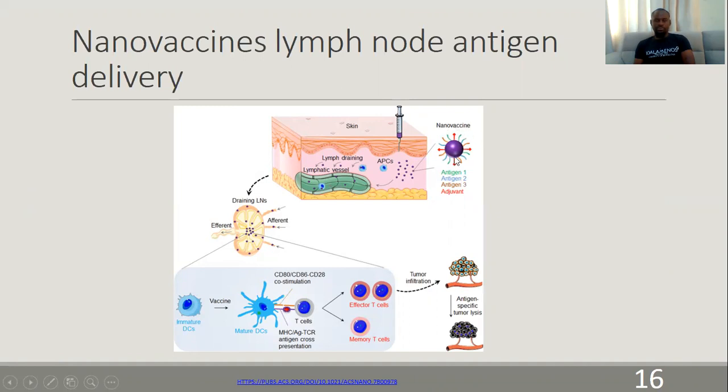Here's a simple illustration of how the whole process works. Here you can see the nanovaccine. It has incorporated multiple antigens. As I've said, it can carry a lot of antigens at once, and the adjuvants you can see in red. Once it's injected, it travels through the lymphatic vessels. It cannot interact with any cells at random. It just goes through until it reaches the lymph node. And within the lymph node, it will only interact with the dendritic cells. I will explain this later on.